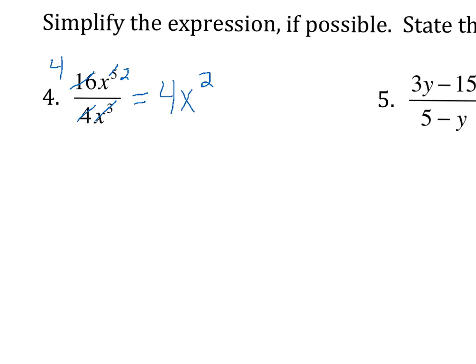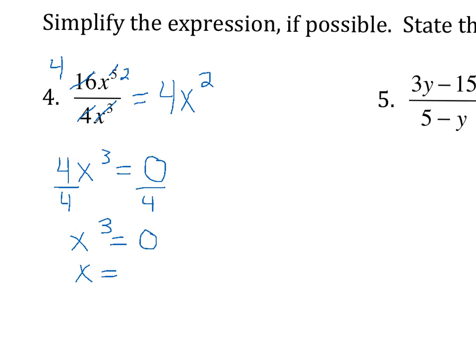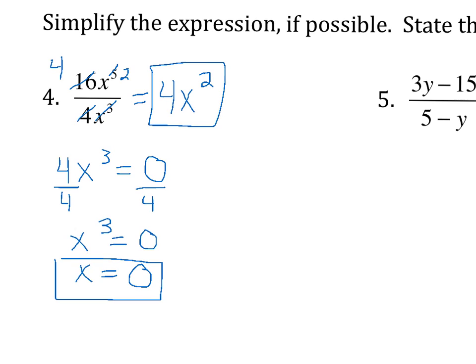So now to find the excluded values, we take what we originally had in the denominator, which was 4x cubed, and set it equal to 0 and solve. So if we divide by 4, we get x cubed equals 0, and x will just equal 0, because if you multiply 0 by itself 3 times, you get 0. So our excluded value is x equals 0, and our simplified expression is 4x squared. So for these problems, you'll need to show both answers.